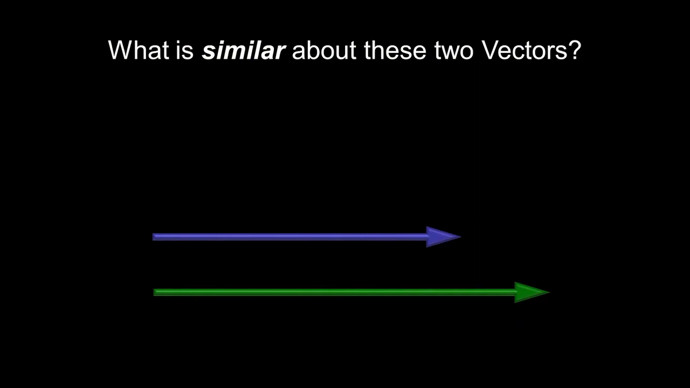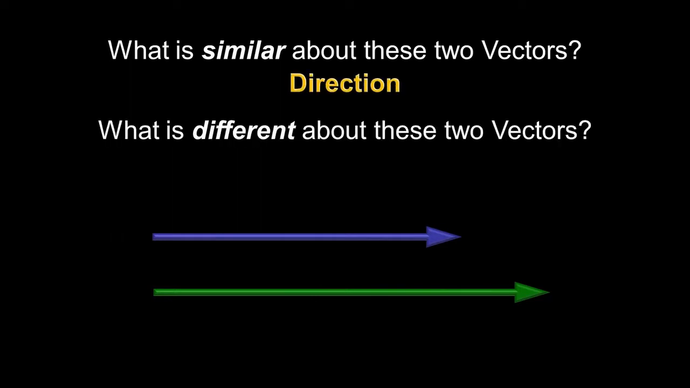So we'll have some simple questions here. What is similar about these two vectors? They both have the same direction. What is different? Different magnitudes. And if I were to draw this arrow 7 inches long and this one only 6 inches long, this could represent a velocity of, say, 70 miles per hour, then this one would represent 60 miles per hour.